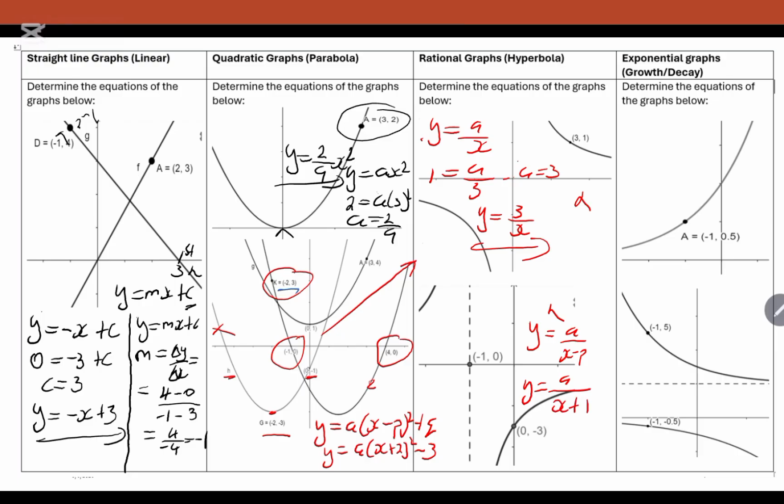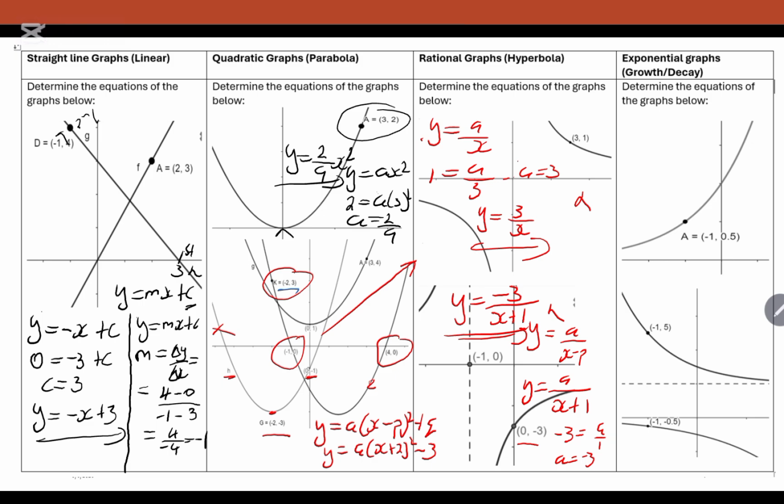For us to find a, we need any other point to plug in here and solve for a. So the point is there, negative 3 is equal to a over 1, therefore a is equal to negative 3. So the equation of this graph is y is equal to negative 3 over x plus 1. So this is the equation of that graph.